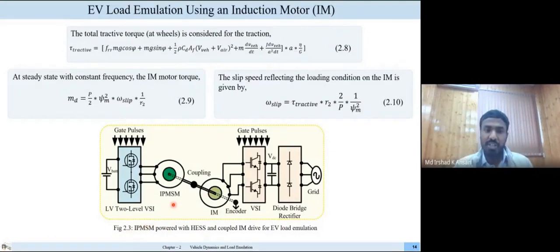In figure 2.3, a schematic diagram of the experimental setup has been shown, where the IPMSM is the traction motor powered through this lithium-ion battery and connected to this low voltage high current voltage source inverter. This traction motor is mechanically coupled to an induction motor, which is being powered through the three-phase grid and controlled through the voltage source inverter and diode bridge rectifier.